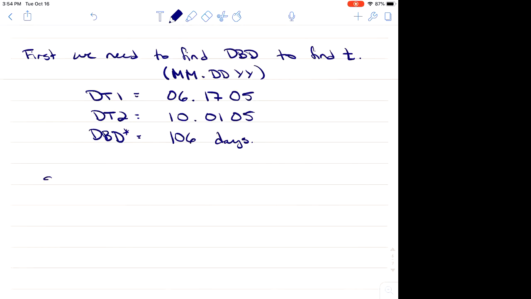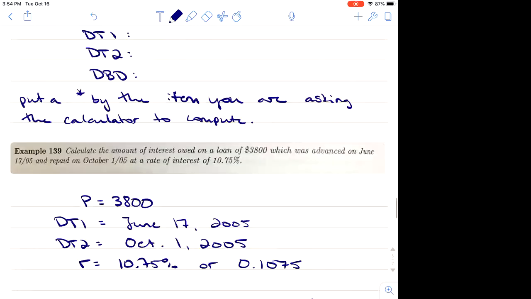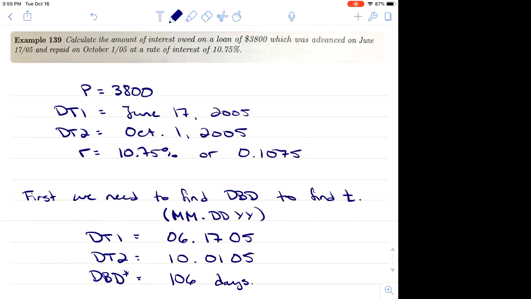So then we can say T must be 106 divided by 365 days in a year, because T has to be in years. So now we have I equals PRT. I can't remember what we were solving for even. The amount of interest, so find I. I guess I should put a little note here. Find I.